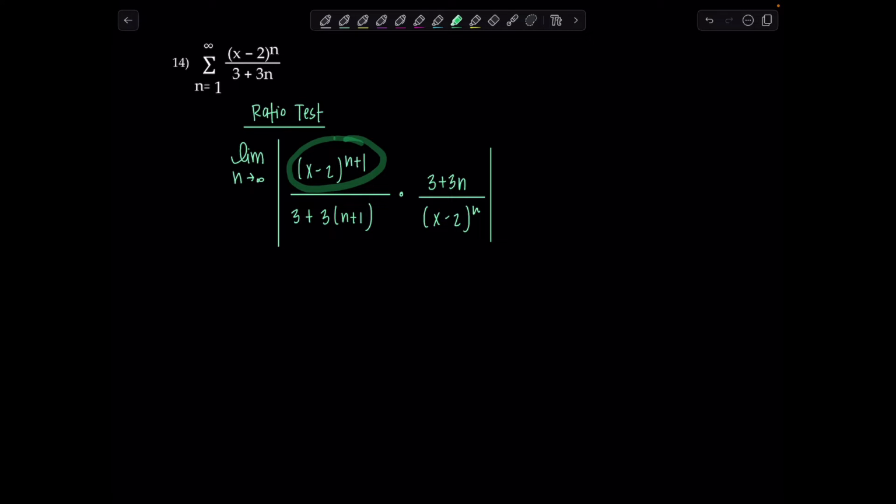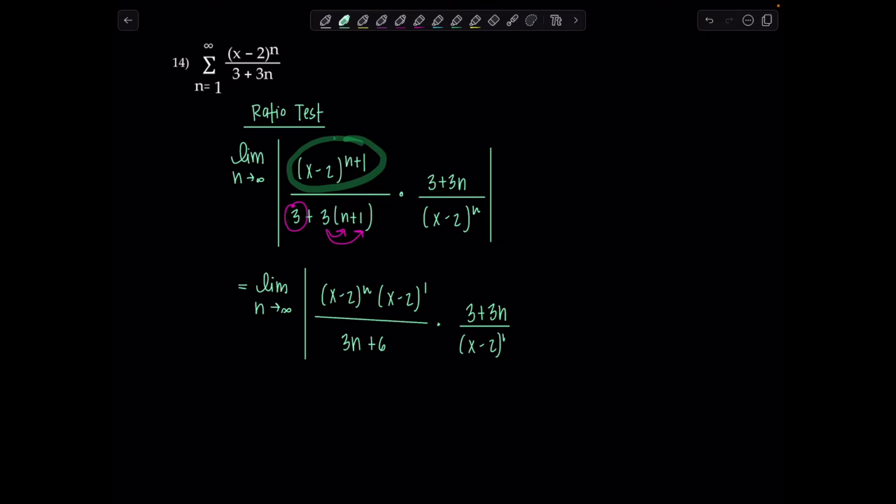All right, so we have x minus 2 to the n plus 1 over 3 plus 3 times n plus 1. And then dividing by a sub n, I'm going to put 3 plus 3n here. And then x minus 2 to the n. Again, I'm going to break this up into x minus 2 to the n and x minus 2 to the first so I can cancel it with this guy. Make sure you're still writing lim and keeping your absolute value, okay? So this is x minus 2 to the n, x minus 2 to the first over, what's this? 3n plus 3 plus another 3. So that's 3n plus 6. And then we've got 3 plus 3n, x minus 2 to the n.